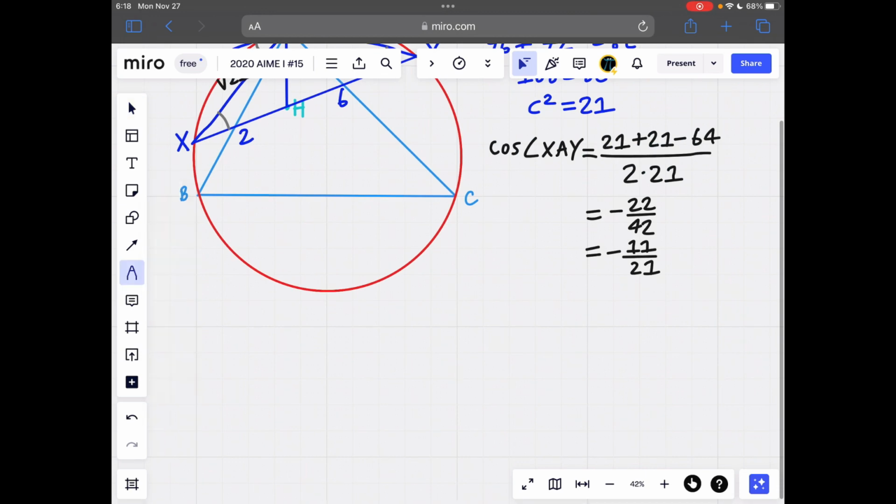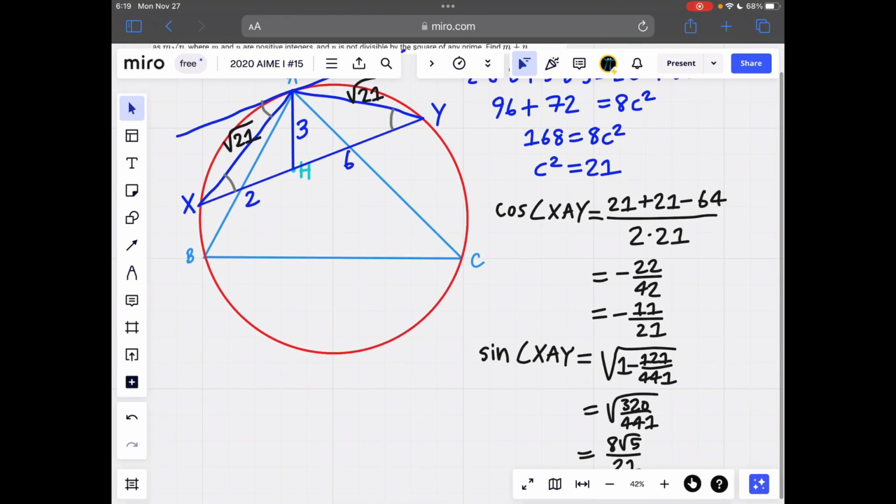And from this we can find sine angle XAY. It's equal to the square root of 1 minus negative 11 over 21 squared. And that's 121 over 441. This is equal to 441 minus 121 over 441. So it's the square root of 320 over 441. And that's equal to 8 root 5 over 21. So we found the sine of angle XAY.